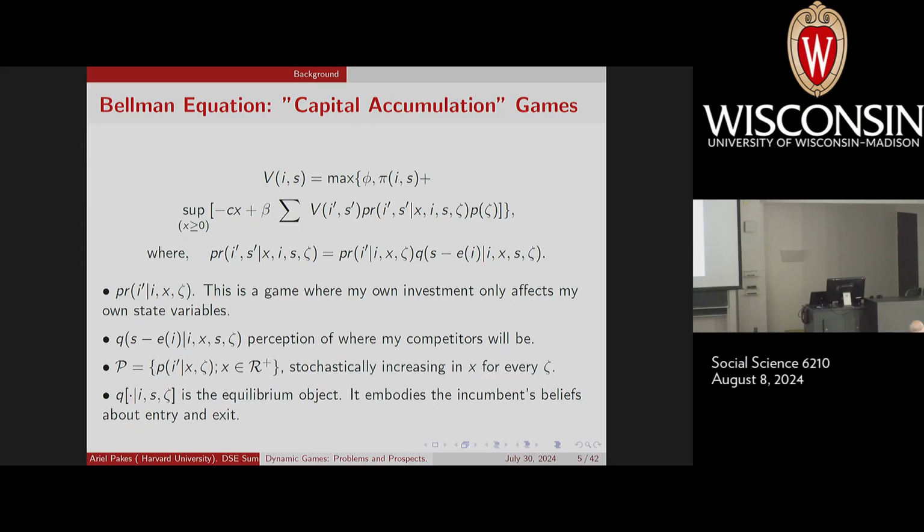The increment of my own state, or the decrement of my own state, only depends on my own investment. It doesn't depend on what everybody else does. So, you can extend this. So for auctions, this would be a bad thing to do.